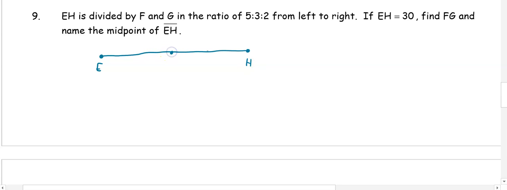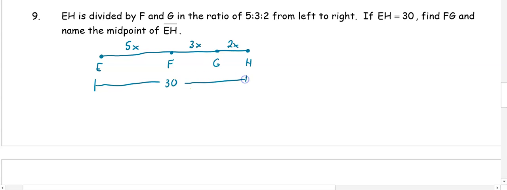We have F, and we have G. Now, this doesn't necessarily mean it's drawn accurately, okay? With each part of the ratio, we're going to put a multiple of an x because we want to find that. So EF is going to be 5x, FG is going to be 3x, and GH is going to be 2x.